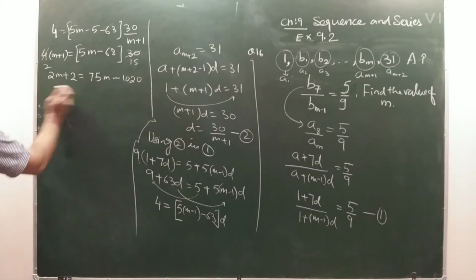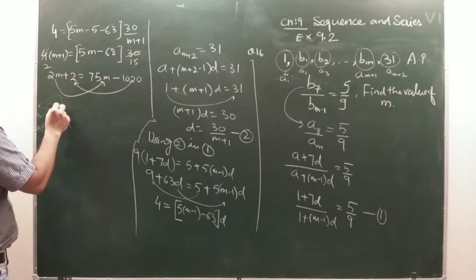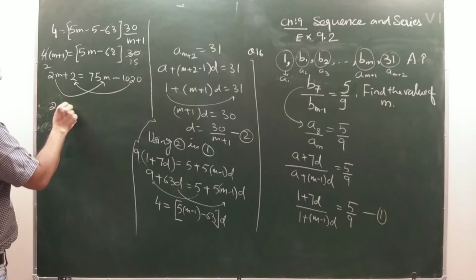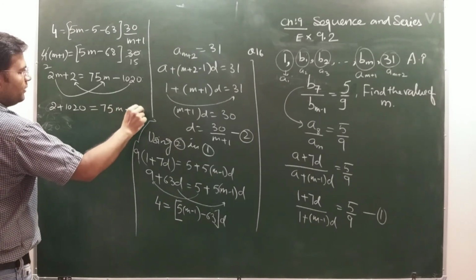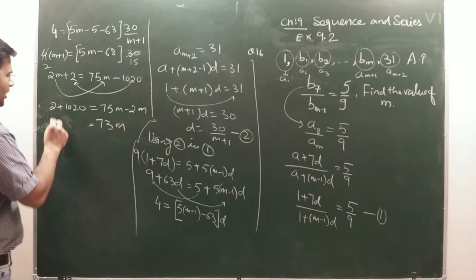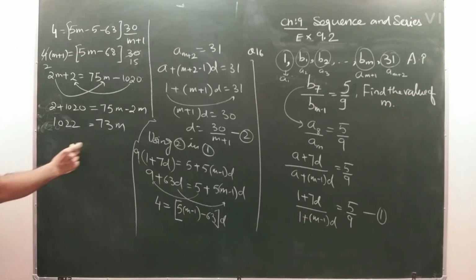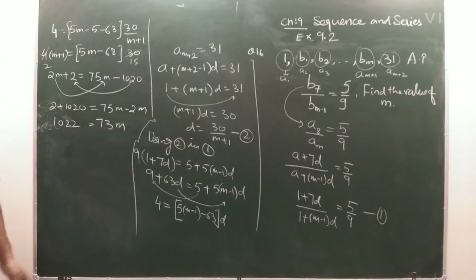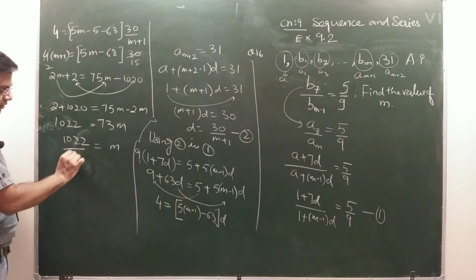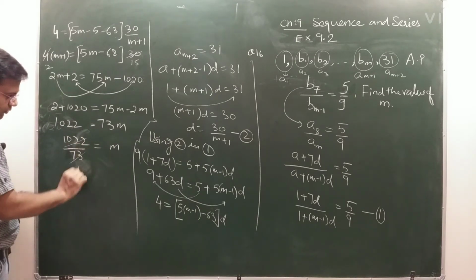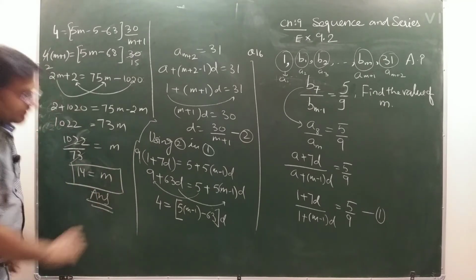So now you bring all the terms here, this side you bring this, and 2m you get on this side. So now it's going to be 2 plus 1020, and this will be 75m minus 2m. So this is going to be 73m, and this is going to be 1022. So you can now calculate the value of m. Now you can see this m will be 1020 divided by 73. If you simplify this, you are going to get m as 15. So this is your answer.